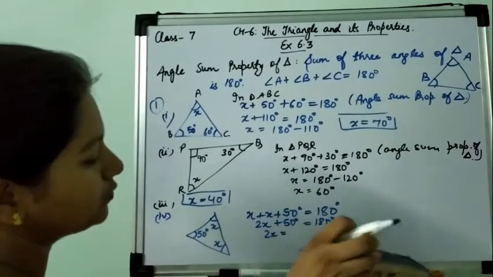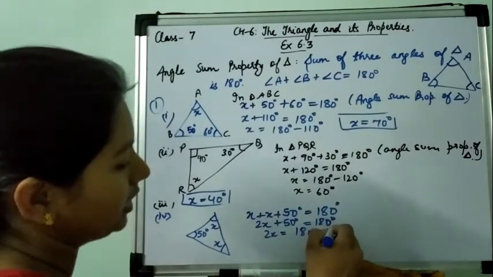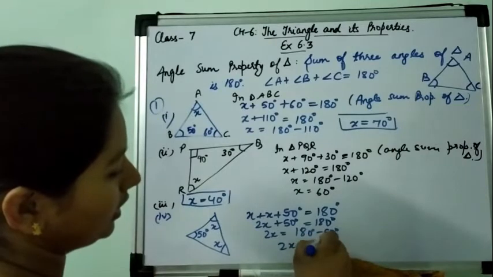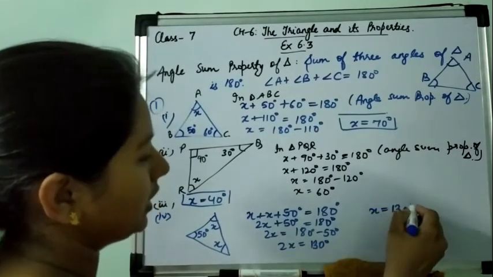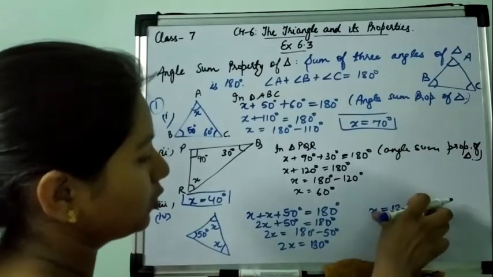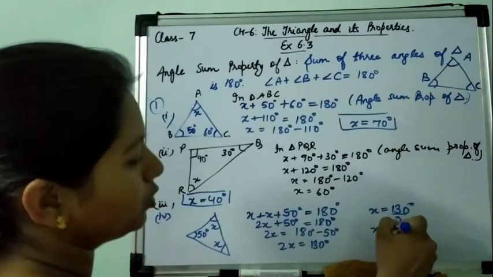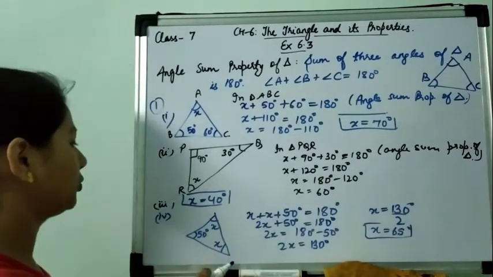2x is equal to 180 minus 50 degree. So 2x is equal to 130 degree. Okay. So x is equal to 130 upon 2. So x is equal to 65 degree. This is the final answer for fourth part.